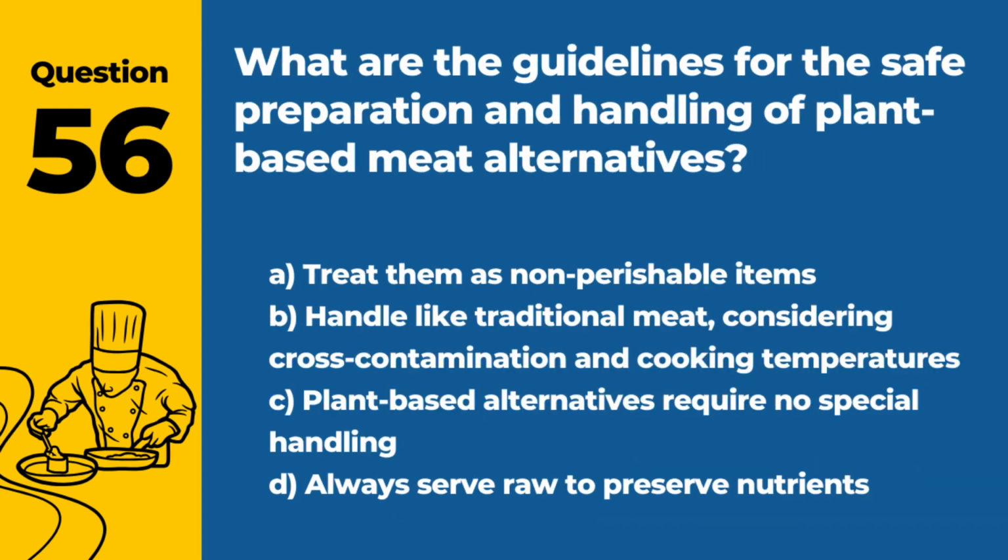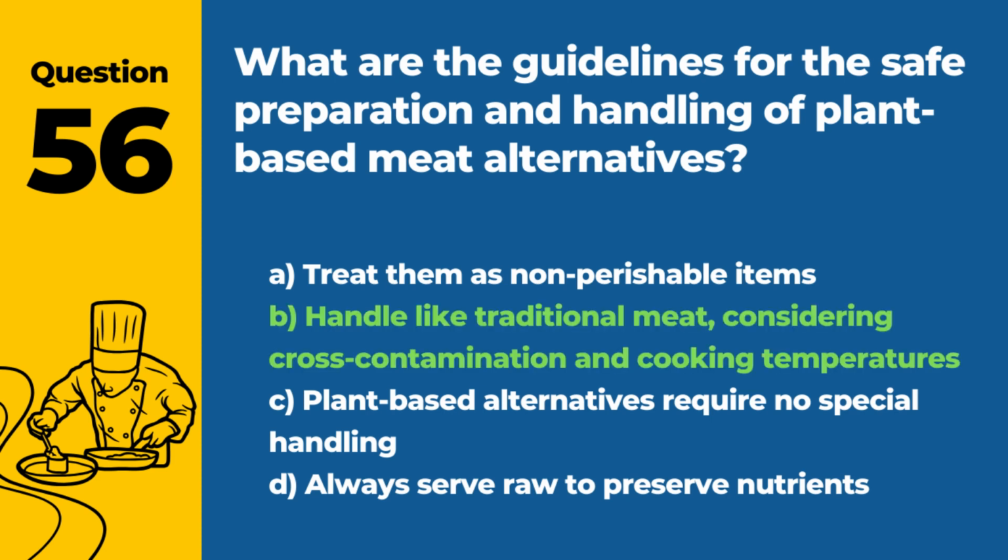Question 56. What are the guidelines for the safe preparation and handling of plant-based meat alternatives? A. Treat them as non-perishable items. B. Handle like traditional meat, considering cross-contamination and cooking temperatures. C. Plant-based alternatives require no special handling. D. Always serve raw to preserve nutrients.